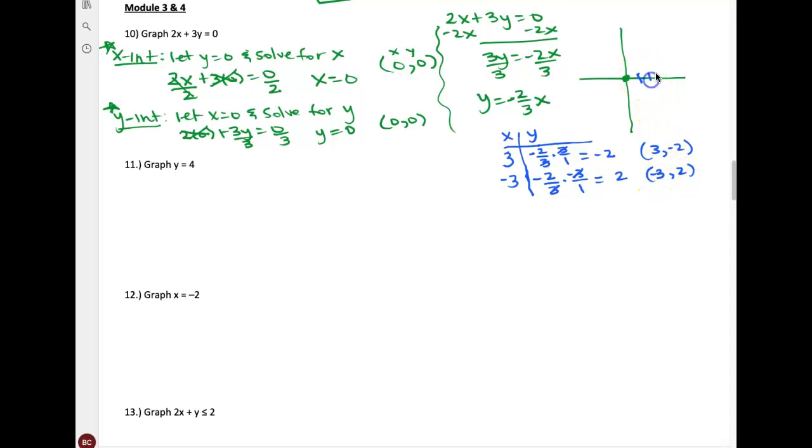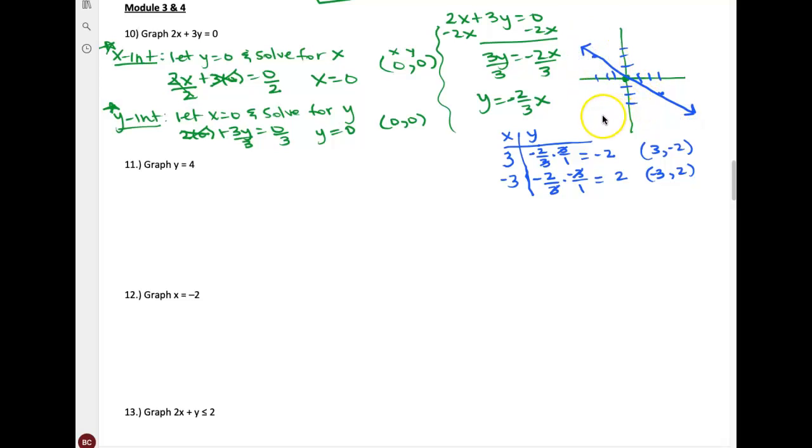Right, so if I graph these on here, then over 3 down 2 would be here, and over negative 3 up 2 would be here. Okay, and so that would be my line.